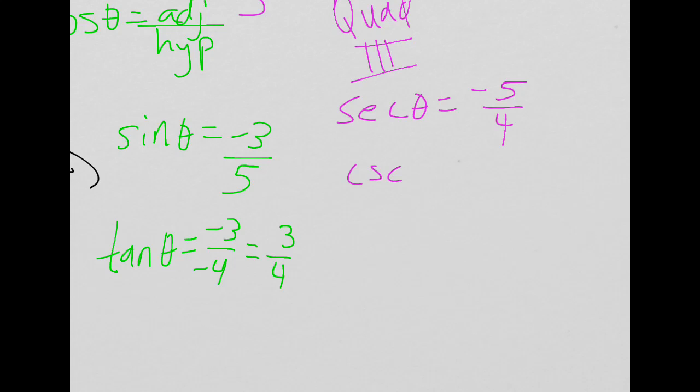Cosecant goes with sine. -5 over 3. And then cotangent is just what? 4 over 3. So does anyone have any questions on any of this?